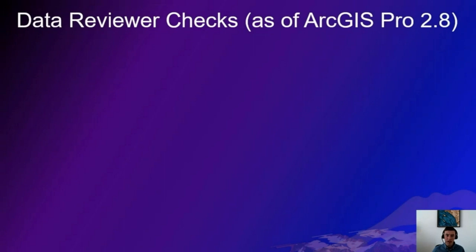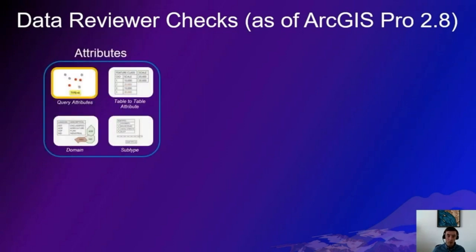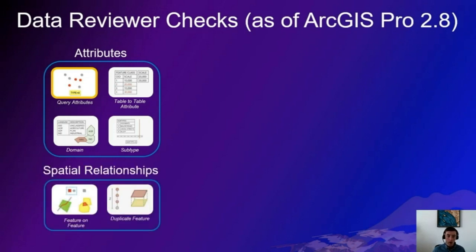As of ArcGIS Pro 2.8, Data Reviewer offers 16 different check configurations, with more being added at each release. These include attribute-based checks, like using query attributes to find features whose attribution meets a specific query, or ensuring your street road names in one feature match values in an authoritative table using table-to-table attributes. We also have spatial relationship-based checks, like the feature-on-feature check that Kumar demonstrated, or using duplicate features to find duplicate geometry with identical attribution, such as a duplicate housing parcel.